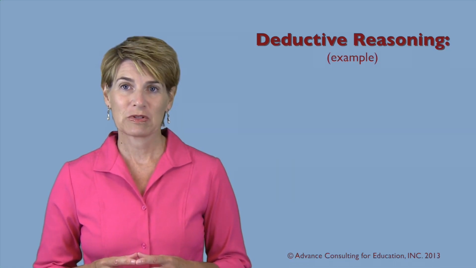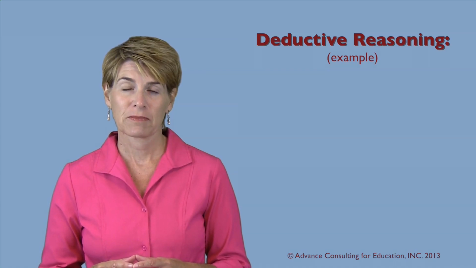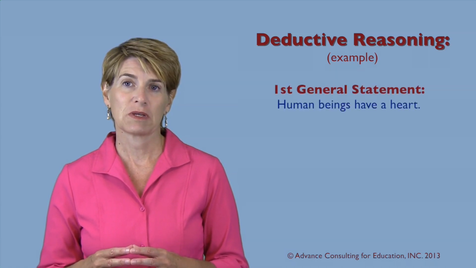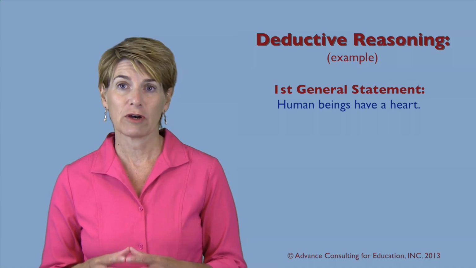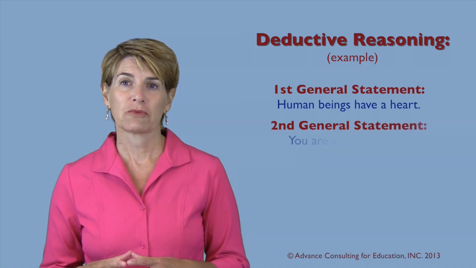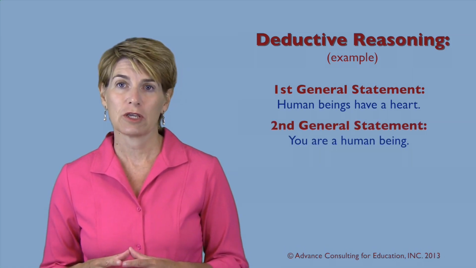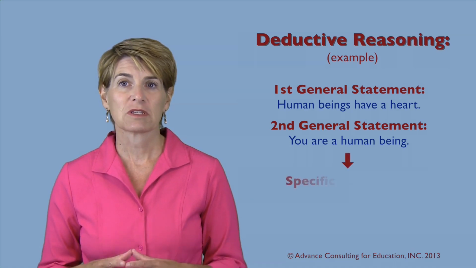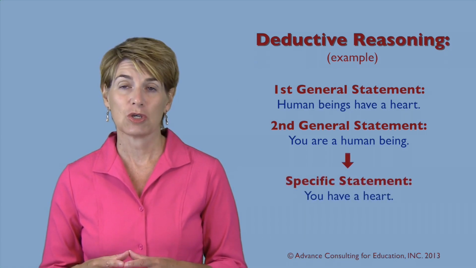Here's a very simple example of deductive reasoning. So my first general statement is that human beings have a heart. My second general statement is that you are a human being. My specific statement, therefore, is that you have a heart.